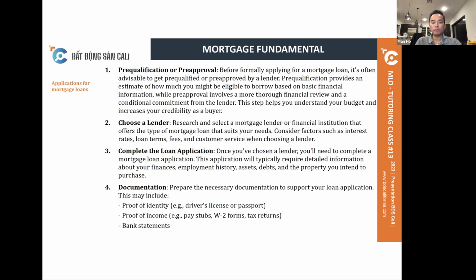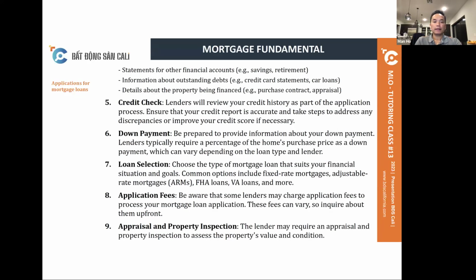Proof of identity is 1. Proof of income is 2. Bank statement is 3. Statement of financial account is 4. Information of outstanding debt, liability is 5. And the property details is 6. Once those 6 items get collected, the system notifies the MLO, saying, okay, we got all 6.